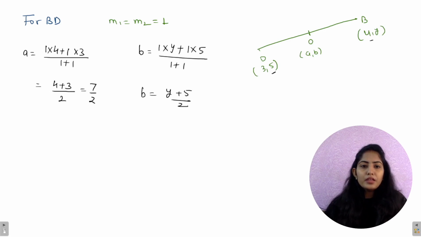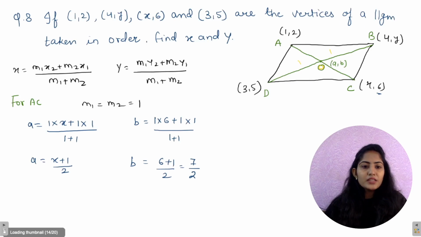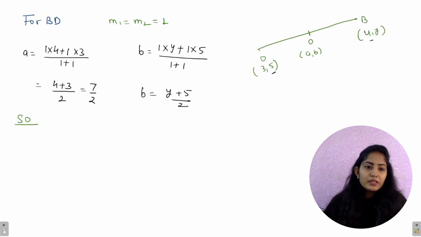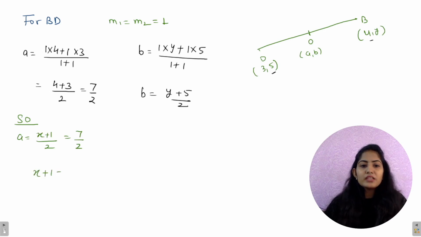So let's compare. A, in the previous section, is (x plus 1) upon 2. So here A is (x plus 1) upon 2, and that will be 7 upon 2 because we get the same coordinate. So the 2 will be cancelled out, so x plus 1 will be 7, so x will be 6, and this is our answer.